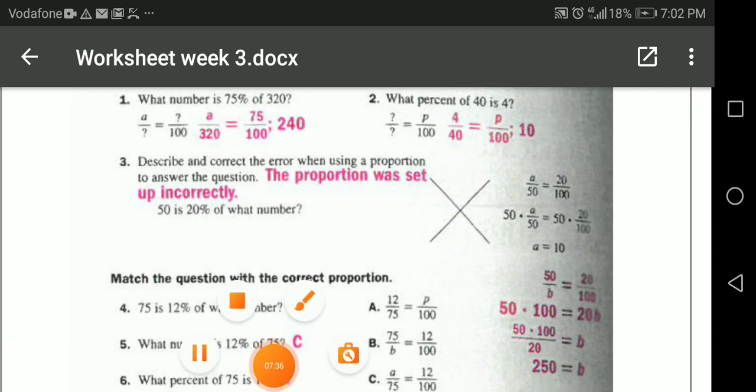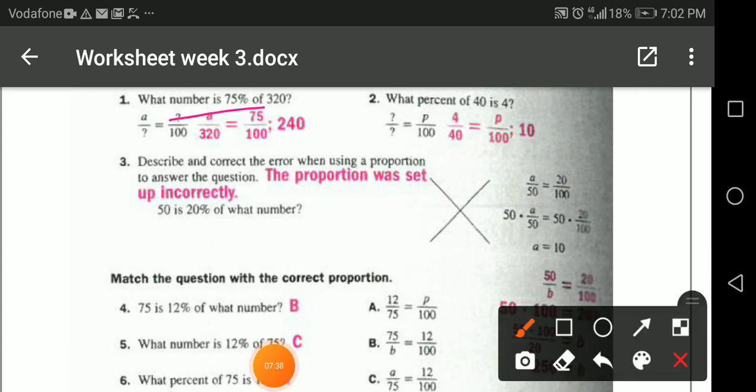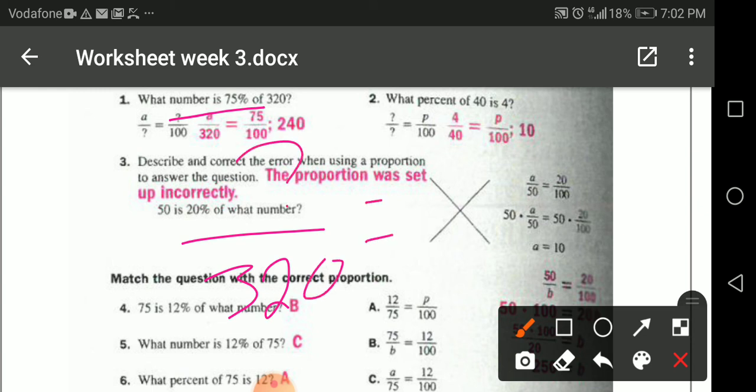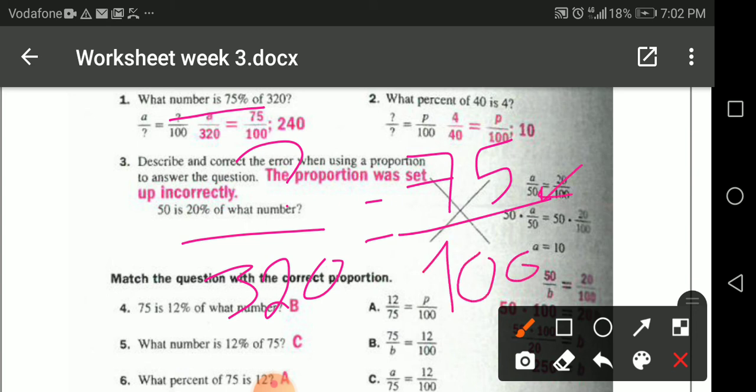Okay, let's continue. What number is 75% of 320? So we have 320, and we have 75%. What should we do now? Cross multiplication. After calculating 320 times 75 over 100, this gives you 240.